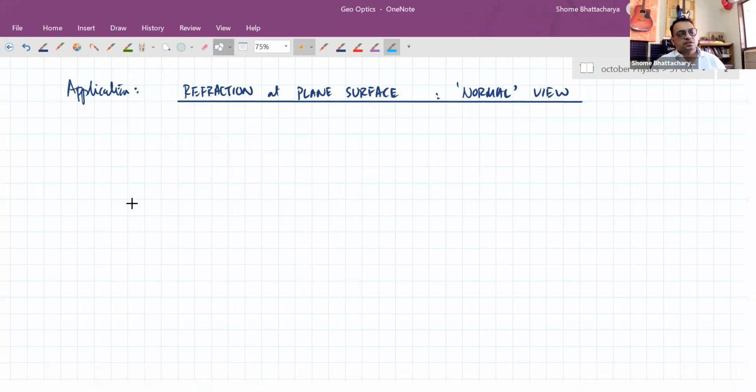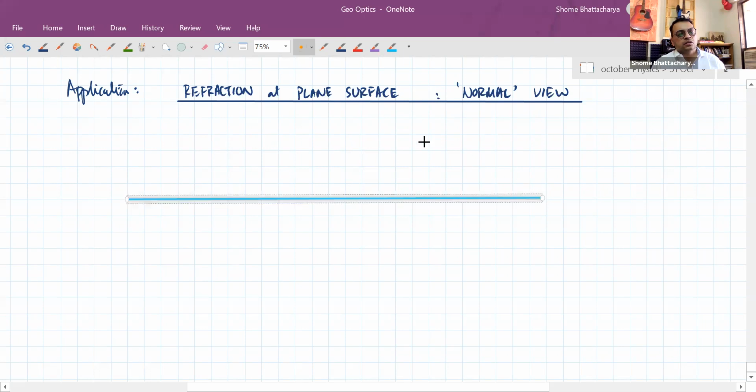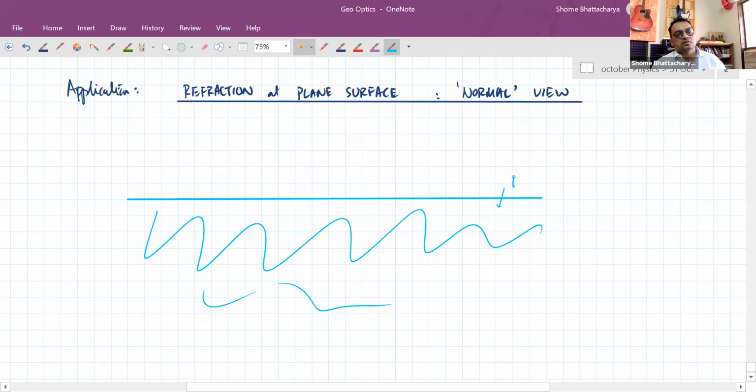So we'll understand this with a somewhat simplified example today. We'll look at more applications in the next lecture. So let's say this is water, which is of refractive index mu, and there's air outside. And there is a point object here, which is at an actual depth h from this point. The distance OP is the real depth. Let's also say that there is an observer who is viewing this from above. So that's what we mean by normal view.